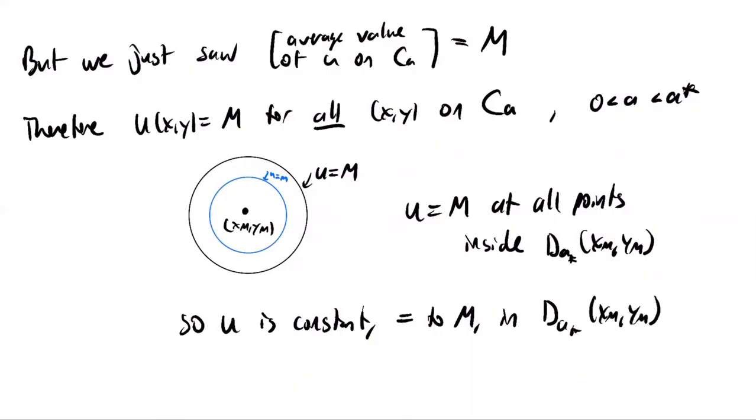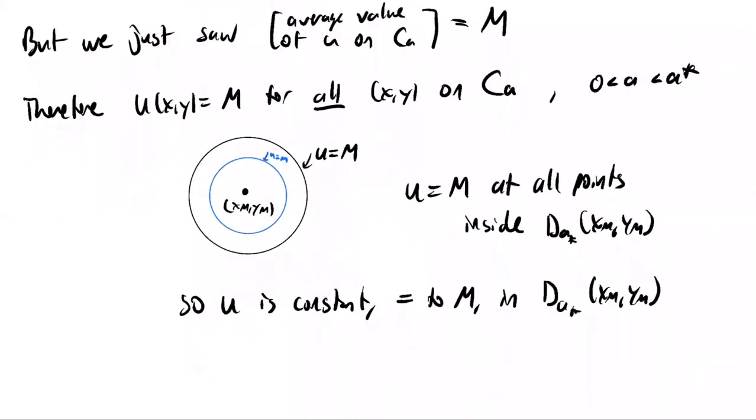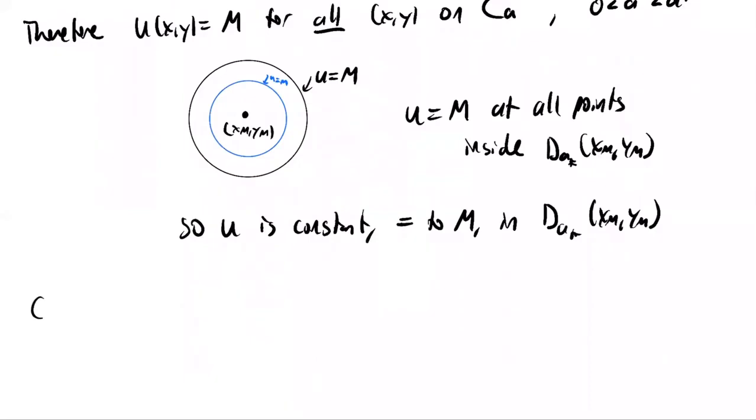Right, and so again, why is this the case? Well, let's pick any point inside this disk. Any such point, you can eventually find a circle centered at xm, ym such that the point lies on that circle. But then just apply the argument that we just applied to see that u has to equal m at that point. And so the conclusion: u is constant.